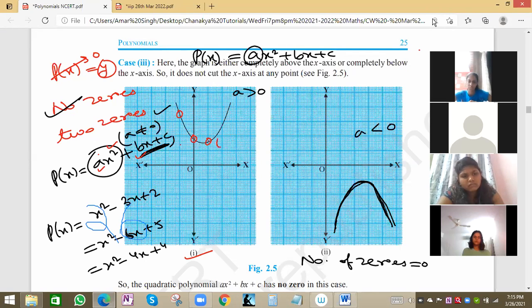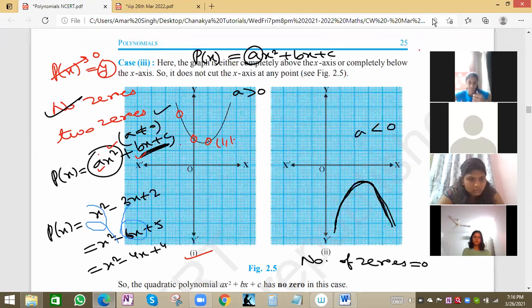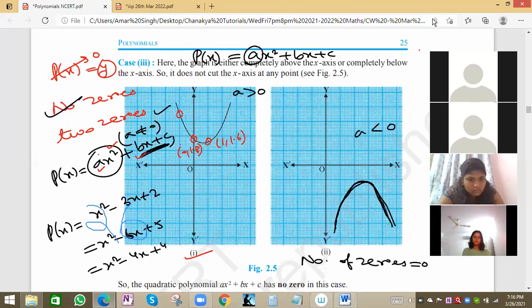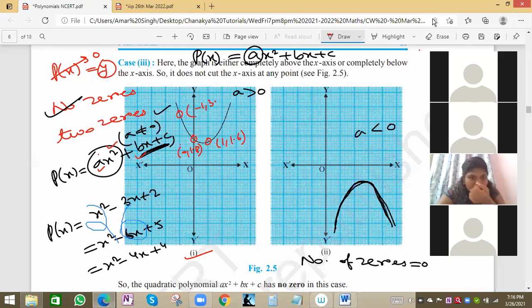So this will be 1 comma, x is 1 and y will be 1.6, point (1, 1.6). Then this will be 0 comma again 1.8. This exact value we can plot properly from the graph paper. And this will be minus 1 comma 3.5, almost 3.5.